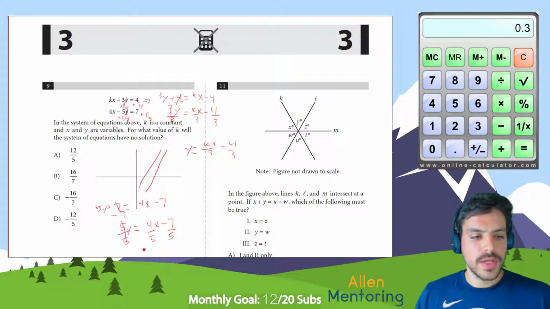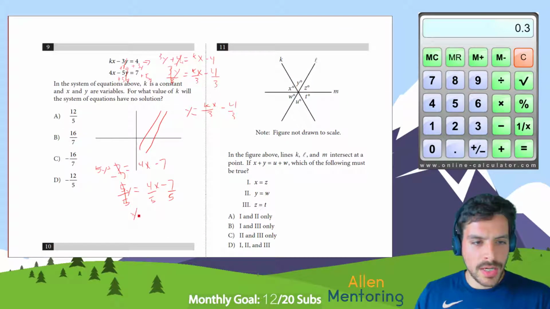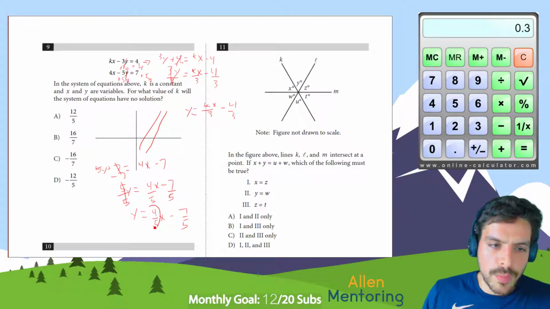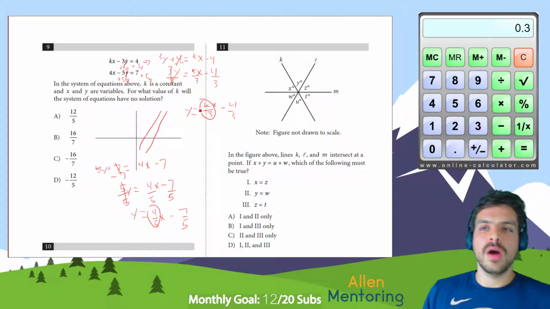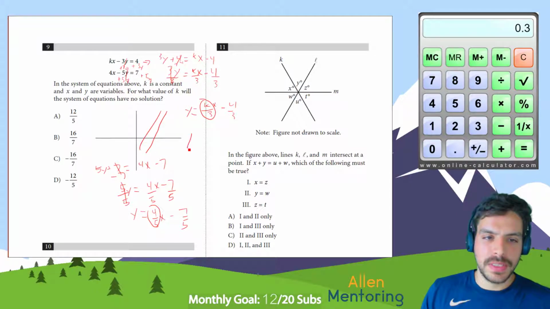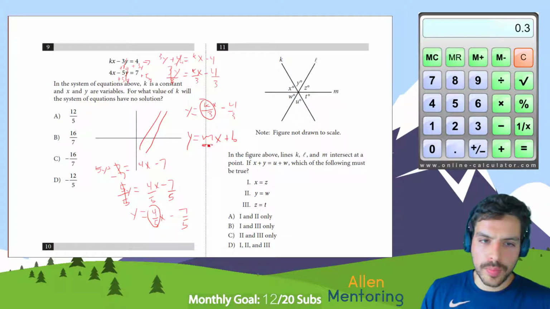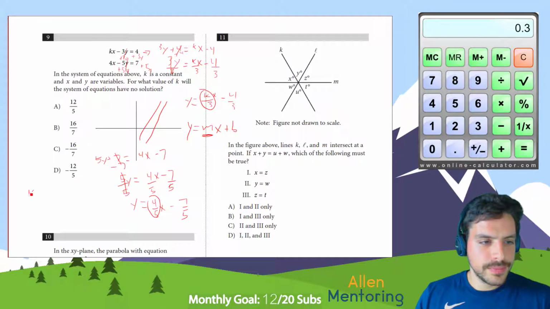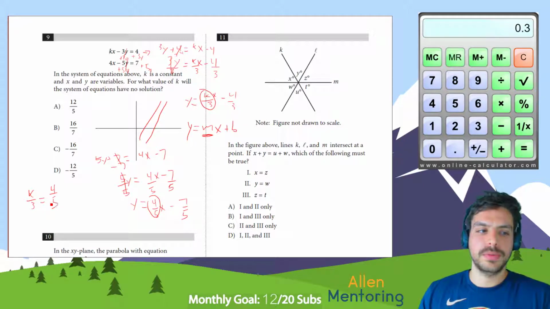This cancels out. And so then here I have y is equal to 4/5 x minus 7/5. So really all we care about is that the slope of this must be equal to the slope of this. Okay, and we know that y equals mx plus b, where m is the slope. So now all we have to do is set k over 3 equal to 4/5 because we know the slopes are equal to each other.